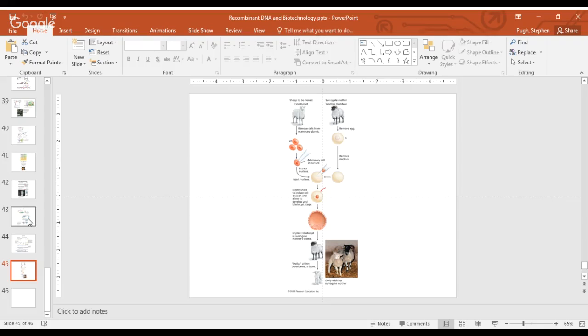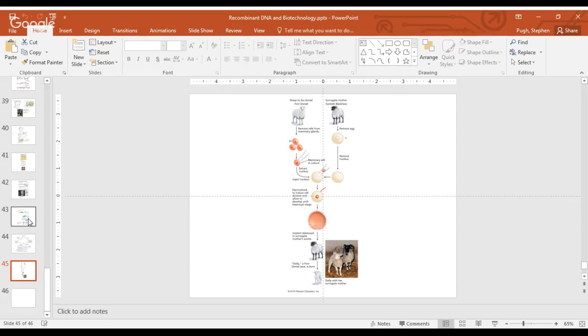These researchers had a bit of a sense of humor because they named her Dolly simply because the cells they were using as the source of a nucleus were cells from the mammary glands of that mother sheep. And so they named it after Dolly Parton. I know that's kind of silly, but that's why they named her Dolly.